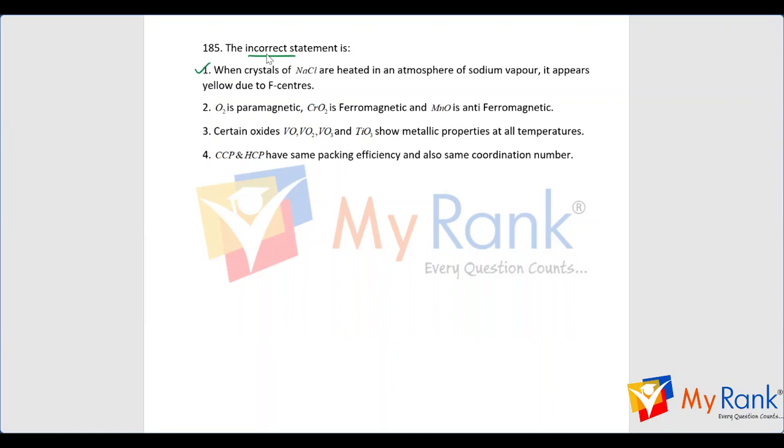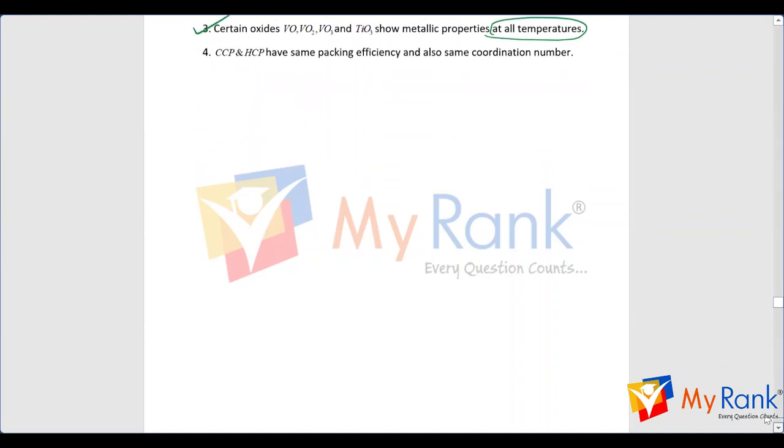And the next one is O2 is paramagnetic. This statement is correct. O2 is paramagnetic, CrO2 is ferromagnetic, MnO is antiferromagnetic. Yes, the statement as it is is correct. The next fact: certain oxides VO, VO2, VO3 and TiO3 show metallic properties at all temperatures. No, not at all temperatures. Only at specific temperatures they show them. Therefore, this statement is incorrect. They show metallic properties, not at all the temperatures. That's why the third statement is the incorrect statement.